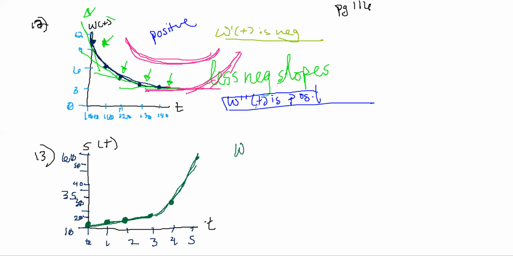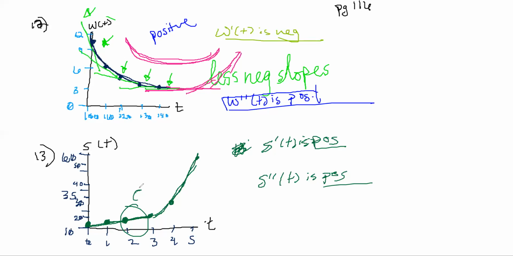Okay, so we know that S prime of T is positive, and it starts off close to 0-ish, and then it gets very positive, very high. So S double prime of T is positive. Or perhaps 0, we don't know in this location. Could be doing whatever, but okay. Are we good with this? Yeah, that makes a lot more sense now. Okay. Sorry about that. I wrote down the wrong thing and everyone got confused.